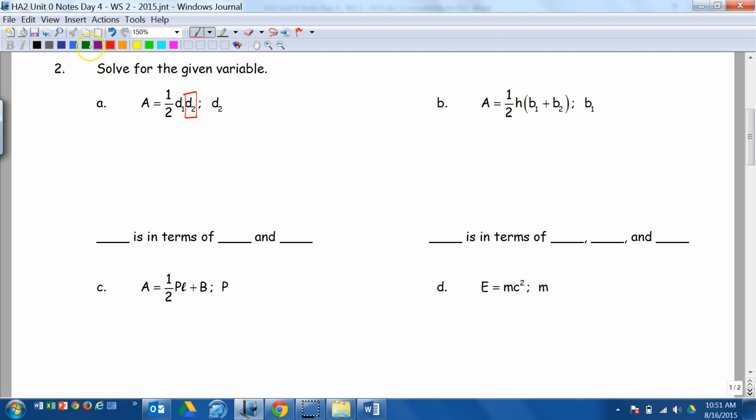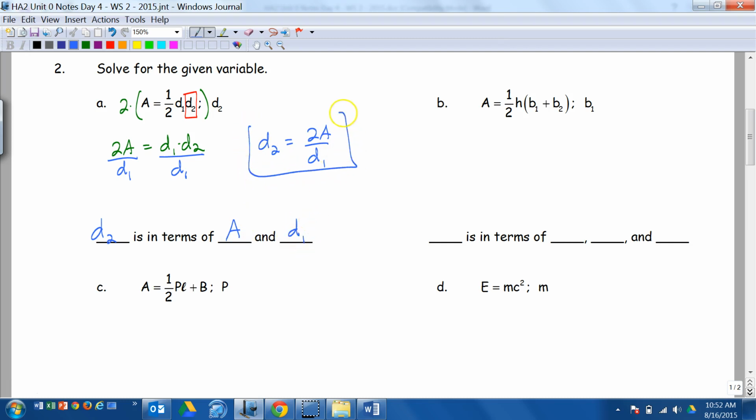Alright, so I'm going to do them in steps just for this video. The first thing I can do is get rid of the 1/2 by multiplying both sides by 2. So I get 2 times a is equal to d1 times d2. And then to get d2 by itself, I'm going to divide everything by d1. So my final answer is d2 is equal to 2a over diagonal 1. Okay, and in this equation, what is in terms of what? Well, hopefully you guys see that d2 is in terms of the area of the shape and the other diagonal.